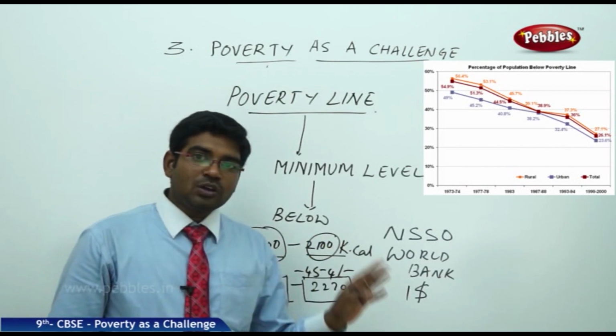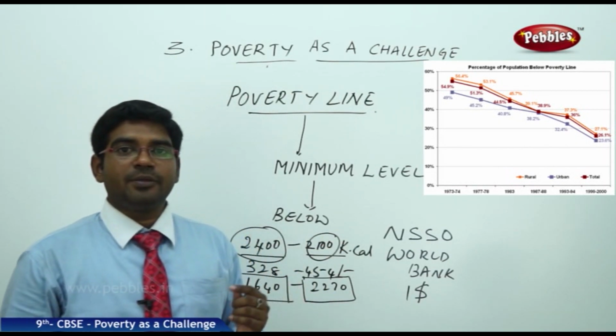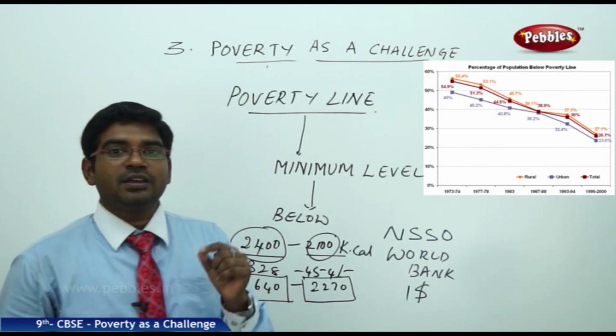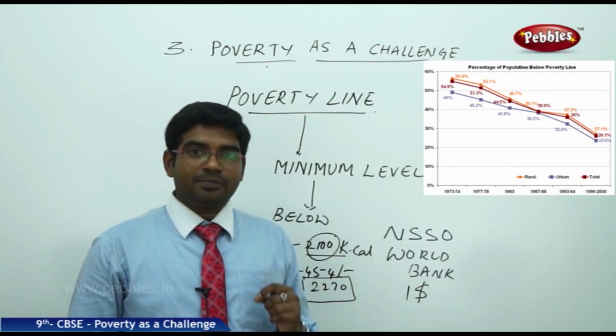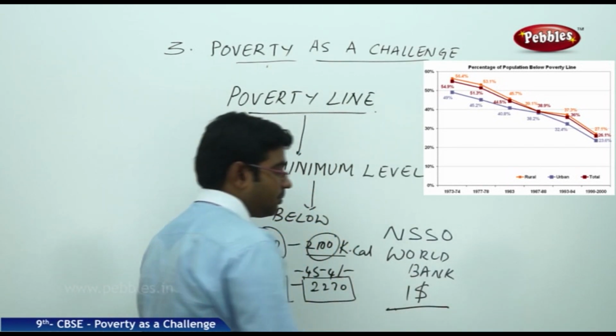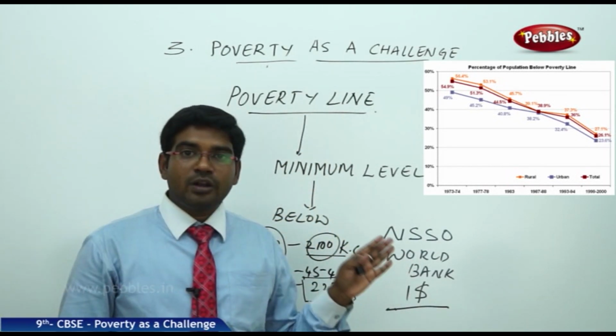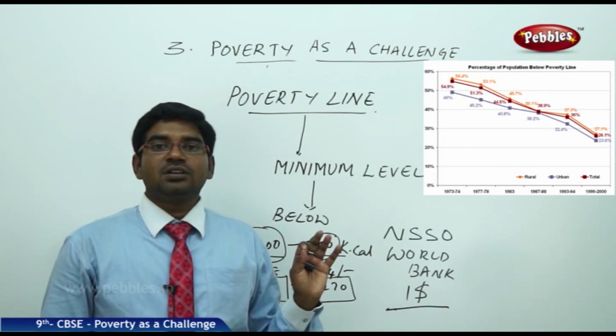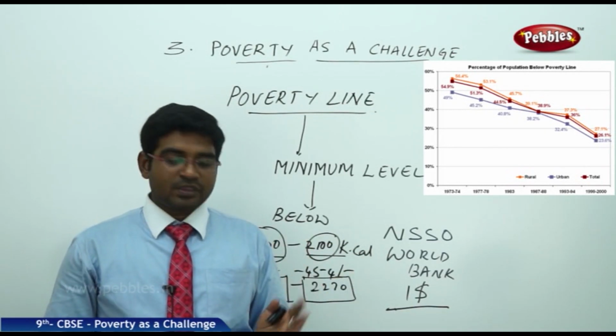And if you go to the global study of poverty, the World Bank has determined the minimum requirement per day: they should have or own at least $1. If they are not able to earn $1, they are considered as poor people.